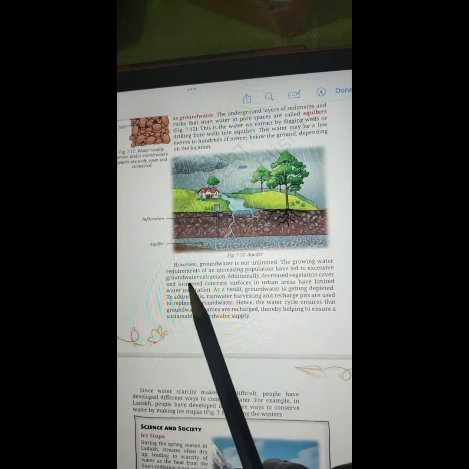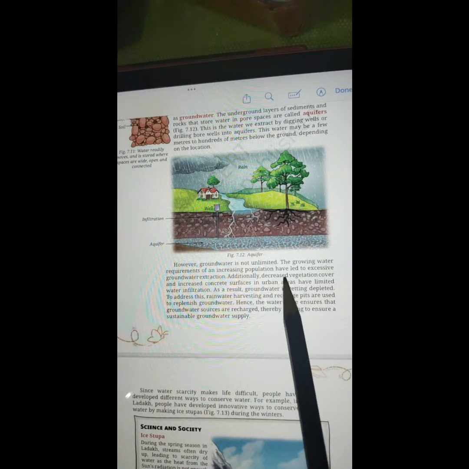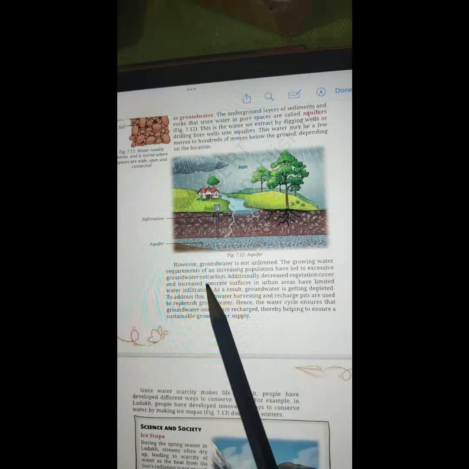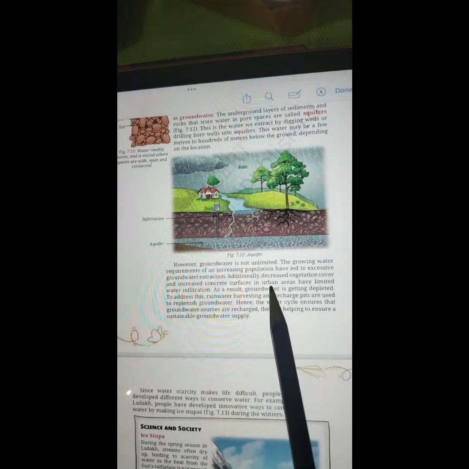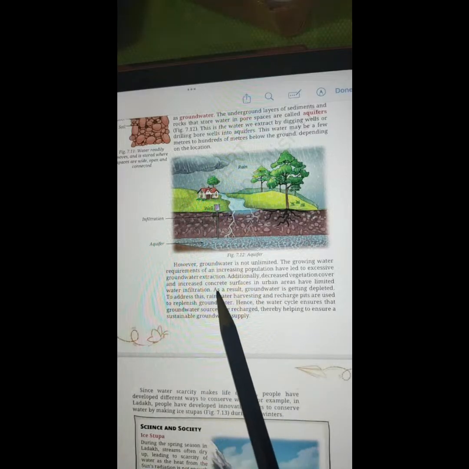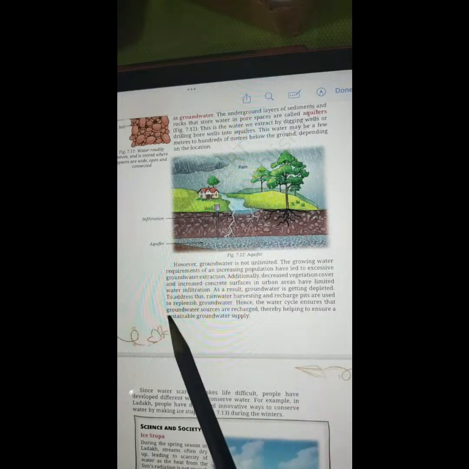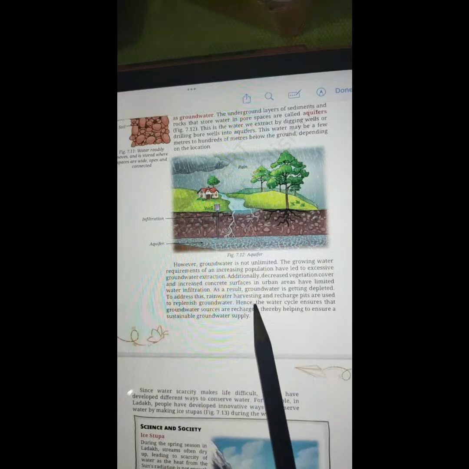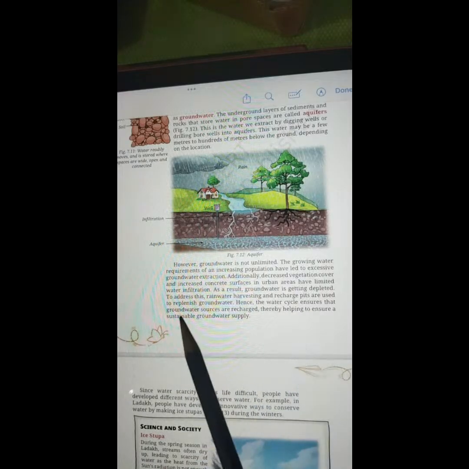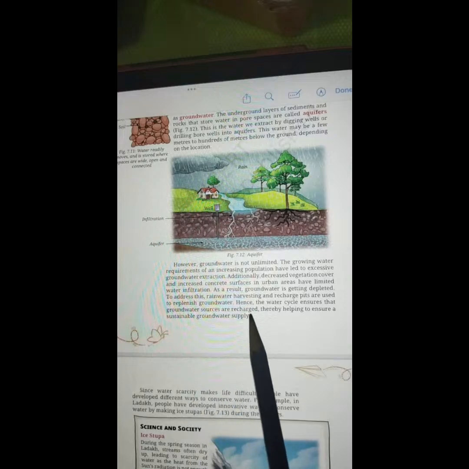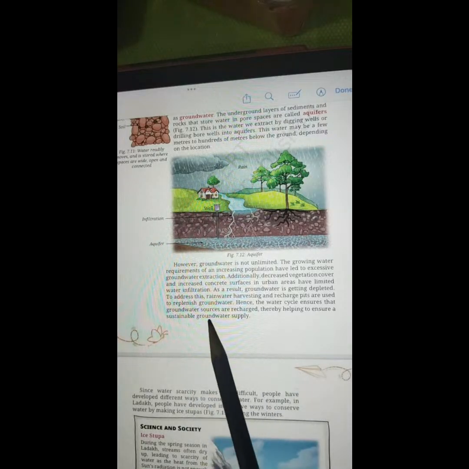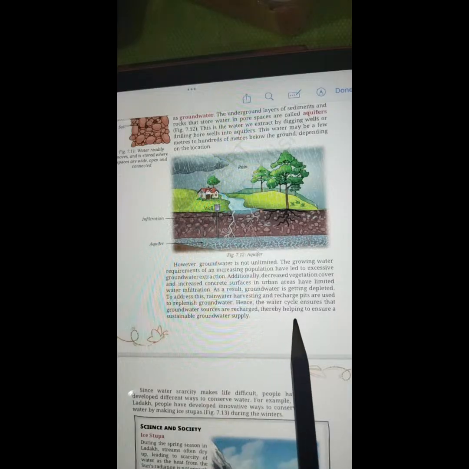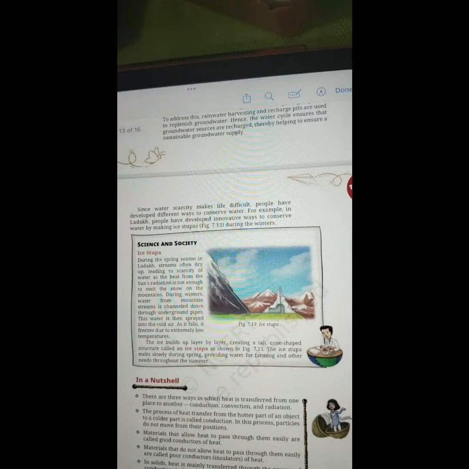The growing water requirements of an increasing population have led to excessive groundwater extraction. Additionally, decreased vegetation cover and increased concrete surfaces in urban areas have limited water infiltration. As a result, groundwater is getting depleted. To address this, rainwater harvesting and recharge pits are used to replenish groundwater. Hence, the water cycle ensures that groundwater sources are recharged, thereby helping to ensure a sustainable groundwater supply.